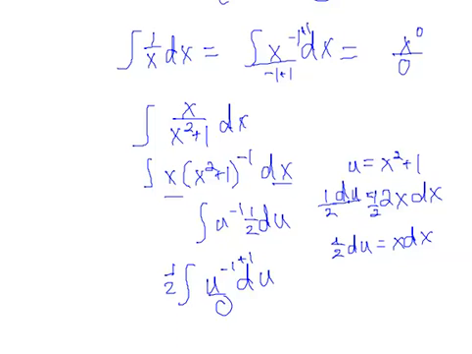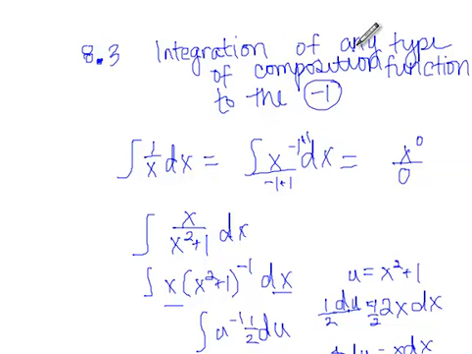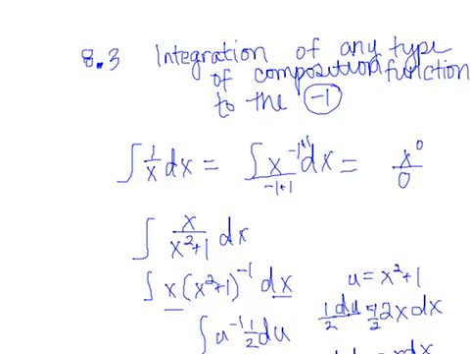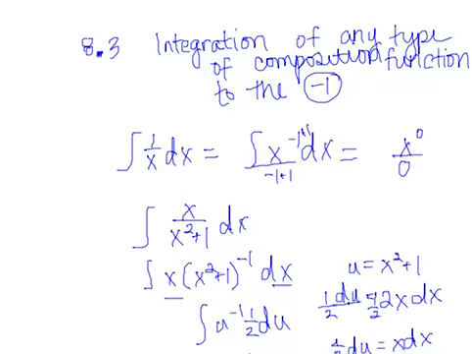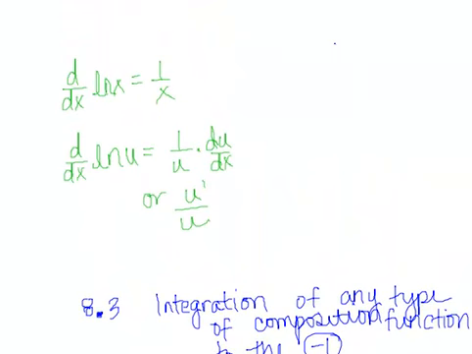So how do we approach something when we're trying to integrate any type of composition function to the negative 1, and you're doing u substitution, or you're moving along and you get to that point where you try to integrate and that exponent of negative 1 is just holding you back? This is what we're going to be focusing on.